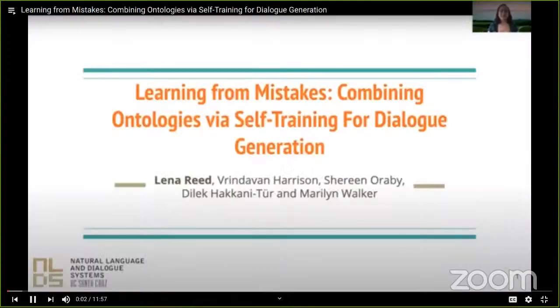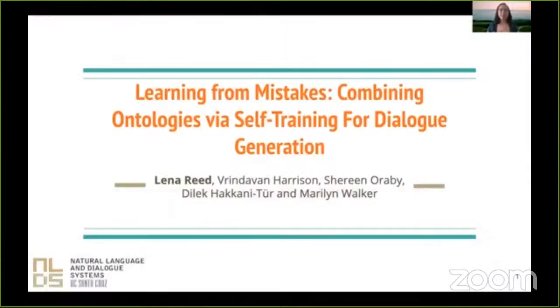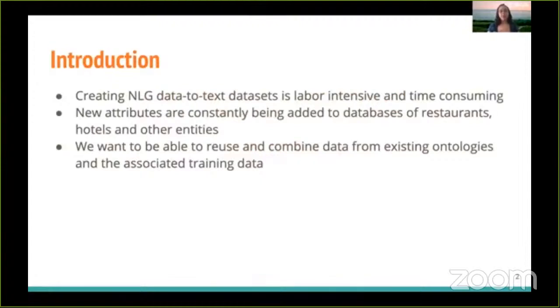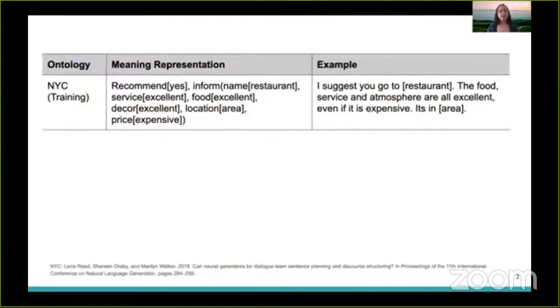Hi, my name is Lena, and I'll be presenting my paper, Learning from Mistakes: Combining Ontologies via Self-Training for Dialogue Generation. We know that creating NLG data-to-text datasets is labor-intensive and time-consuming, but new attributes are constantly being added to databases. We want to be able to reuse and combine data from existing ontologies and their associated training data to create new utterances. Here is an example.